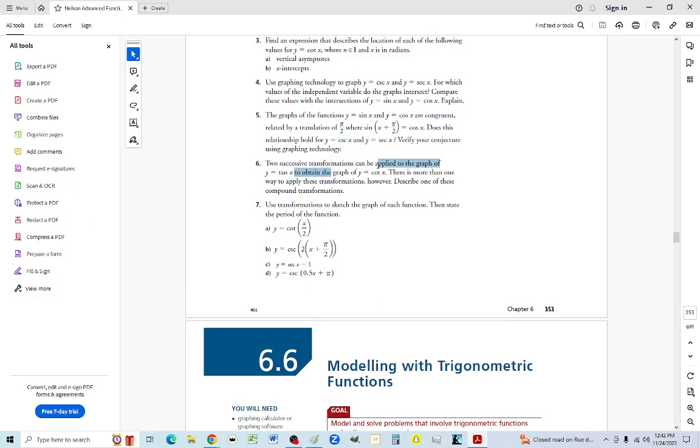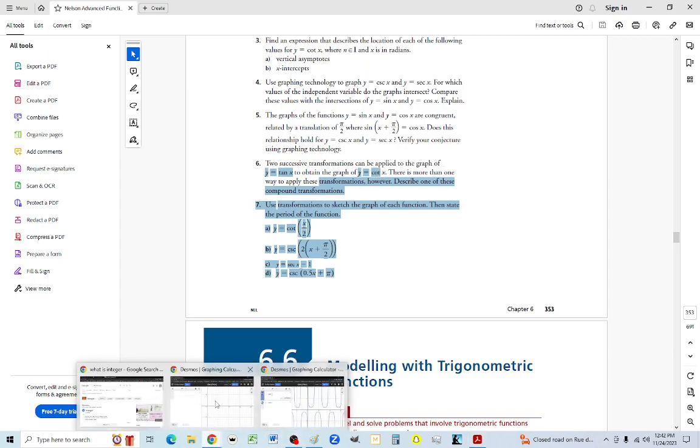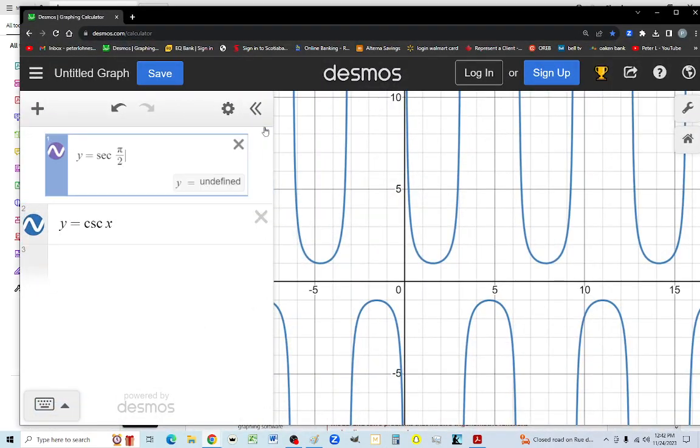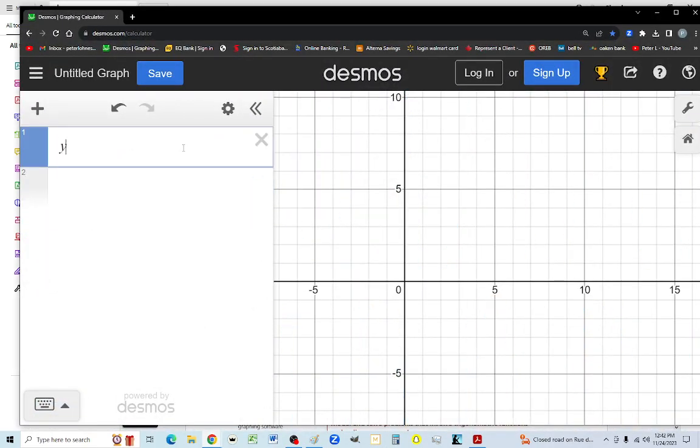Two successive transformations can be applied to the graph y equals tan x to get the graph of cotan x. There's more than one way to do this. Of course, there's always more than one way to transform a graph into the other one. This, again, is easier using graphing technology. Let's take tan x, and I think I did it for you once already.